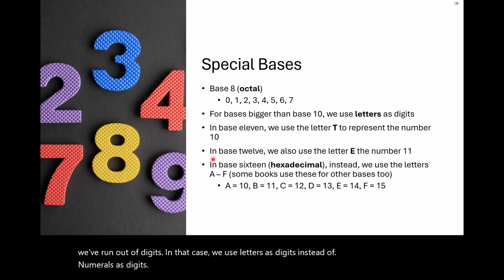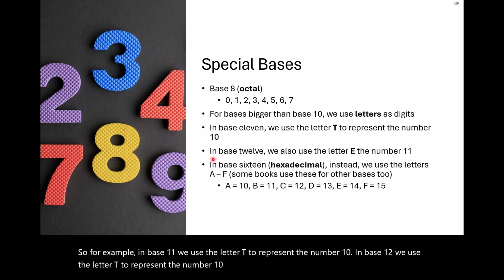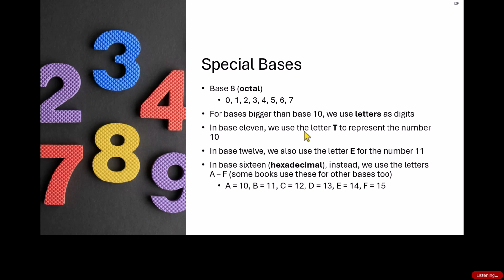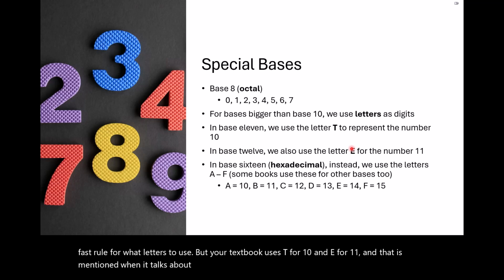So, for example, in base 11, we use the letter T to represent the number 10. In base 12, we use the letter T to represent the number 10, and we use the letter E to represent the number 11. Let me fix my typo here. This is something that is actually mentioned in your textbook. There's not actually a hard and fast rule for what letters to use, but your textbook uses T for 10 and E for 11, and that is mentioned when it talks about different bases. Different textbooks might use different letters, and so that would be specified somewhere in the textbook.